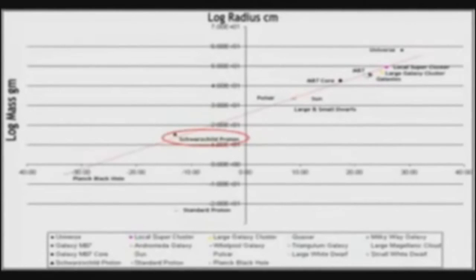Now it turns out if we plot every object in the known universe onto a logarithmic scale of mass versus radius, we find an approximate linear progression. Oddly enough, the Schwarzschild proton sits almost exactly on this line, while the standard model proton sits far outside, suggesting that the standard model is incorrect after all.